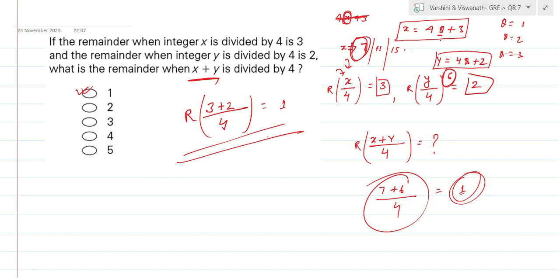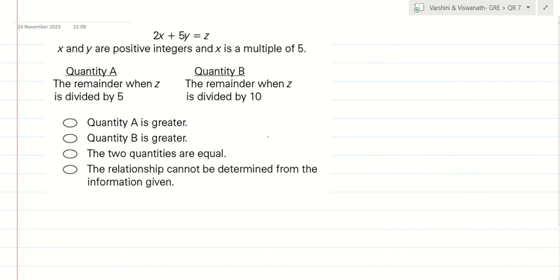Okay. Let's go ahead with this one. X and y are positive integers and x is a multiple of 5. So be careful while doing it. Very careful. We have to check one by one. So A, B, C, D.